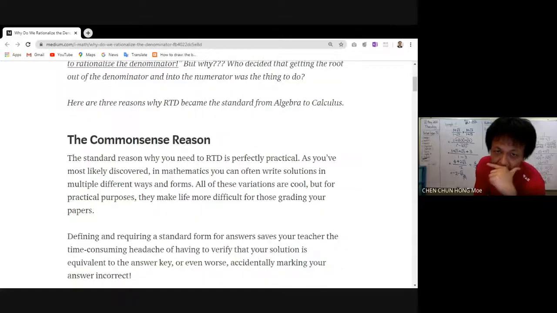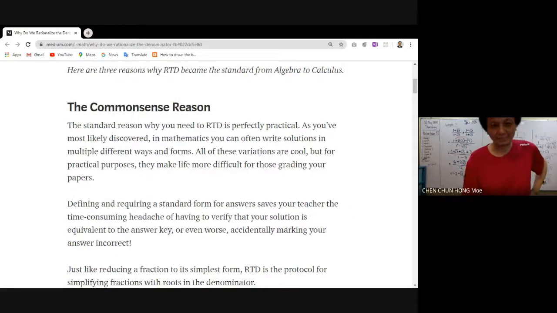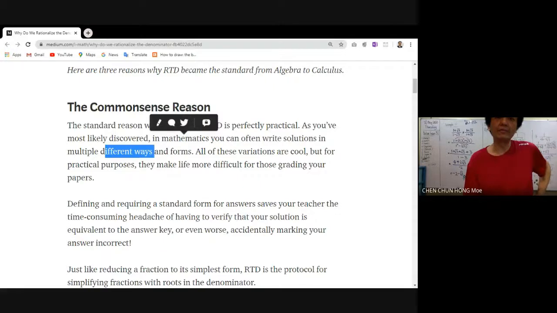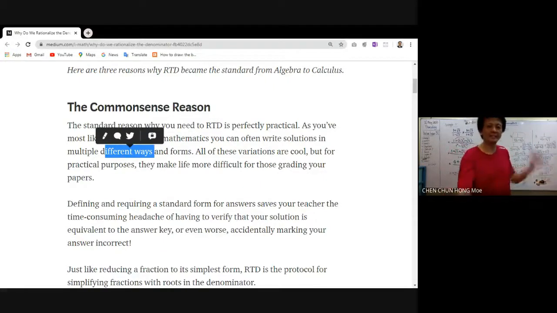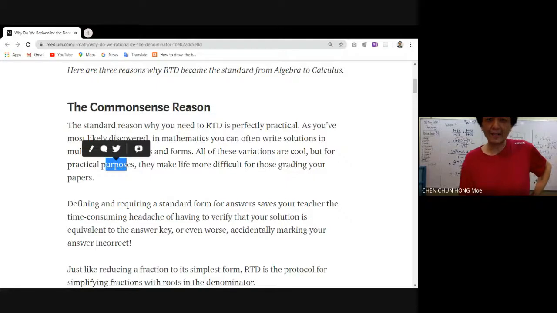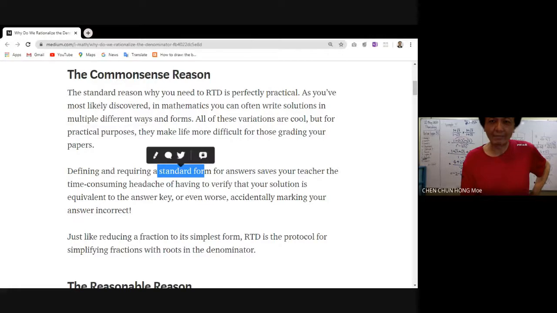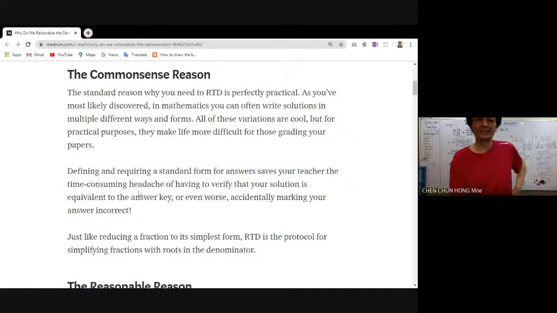Yeah. Now, common sense reason, I think this, to me, is not so acceptable. It's common sense, yes, but I see the standard reason why you need to do is practical. You see, in mathematics, you can often write solutions in multiple different ways. Your friend may write in fraction, someone writes something else in decimal, and they are all correct, right? So all these variations are cool. But for practical purposes, they make life more difficult for those grading your papers, meaning me lah, or some other people who check your answer. So defining and requiring a standard form for answers saves me the time-consuming headache of having to verify your solution and so on, lah, and accidentally marking your answer incorrect. I think to me, it's not so good a reason.